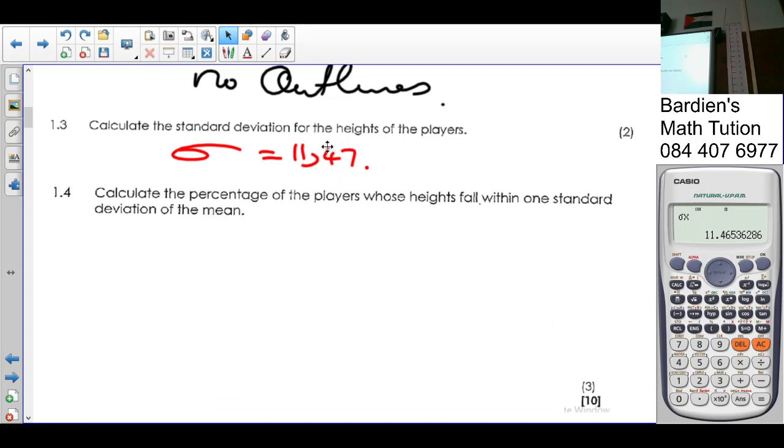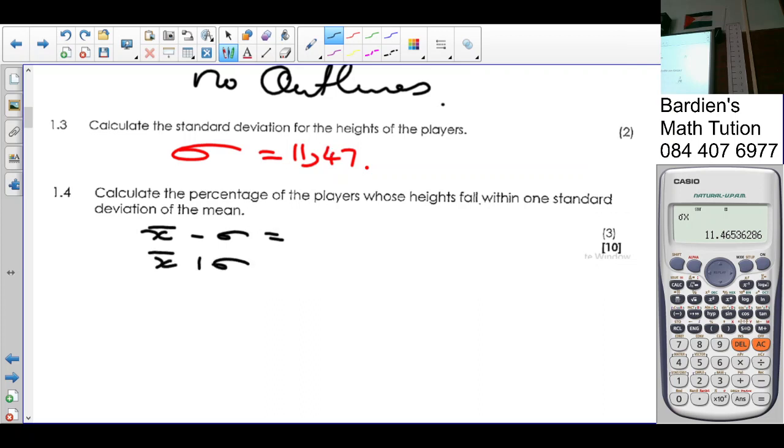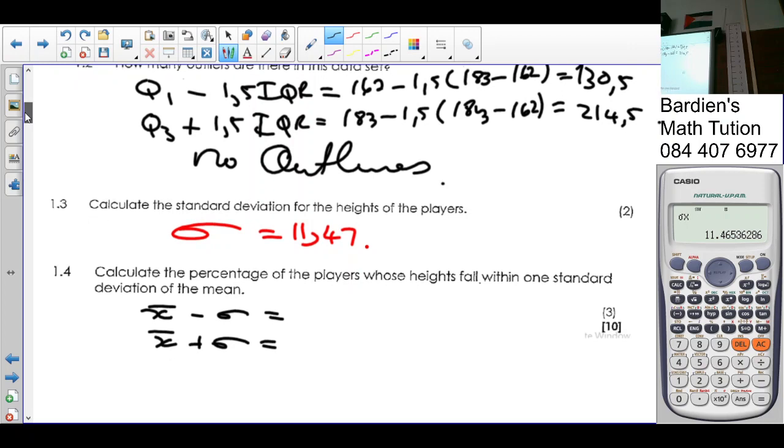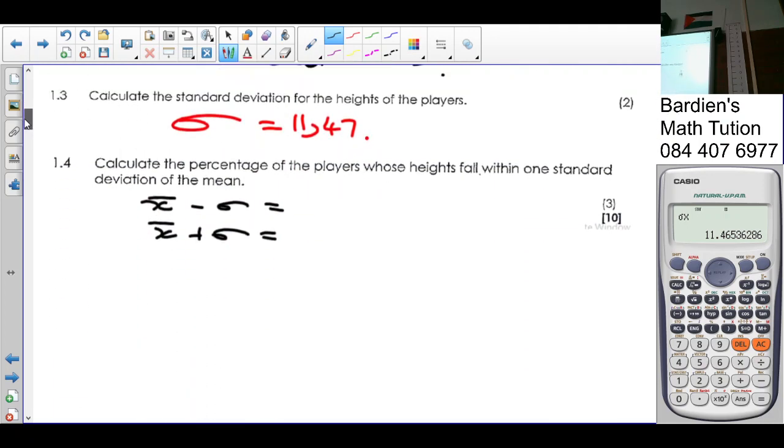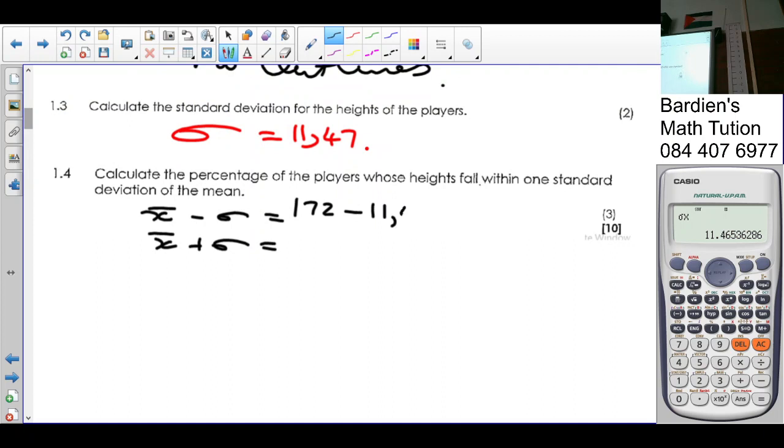Then in question 1.4, it says calculate the percentage of players whose height falls within one standard deviation of the mean. So you say mean minus the standard deviation and mean plus the standard deviation. What I'm doing here is setting up a range for this data. Your mean was 172, so it's 172 minus 11.47 and 172 plus 11.47. Work that out.